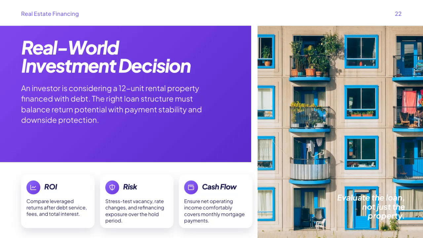Here, we're looking at a real-world investment decision involving a 12-unit rental property financed with debt. The key challenge is finding the right loan structure that strikes a balance between maximizing return potential and maintaining payment stability, all while protecting against downside risks. When considering ROI, it's crucial to compare leverage returns after accounting for debt service, fees, and total interest costs. Simply looking at property income won't give the full picture. The financing details play a big role in the actual returns.